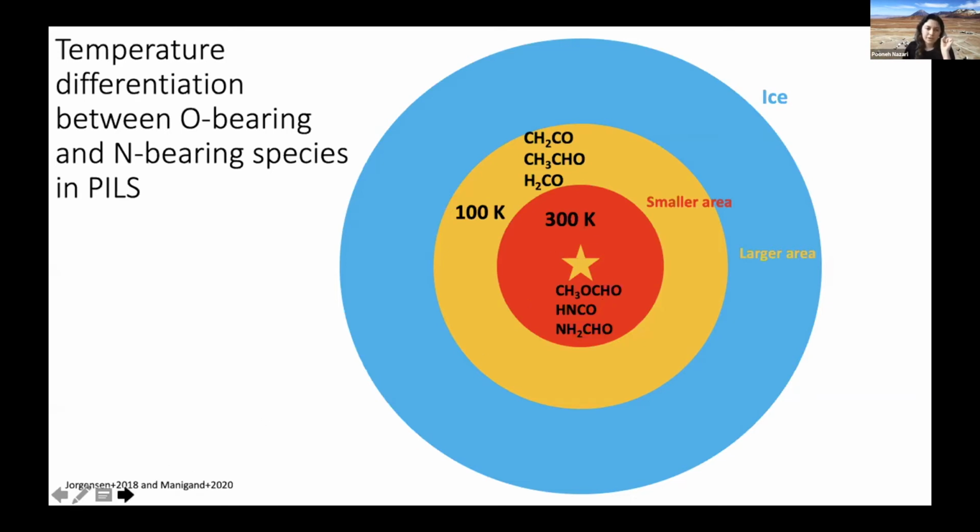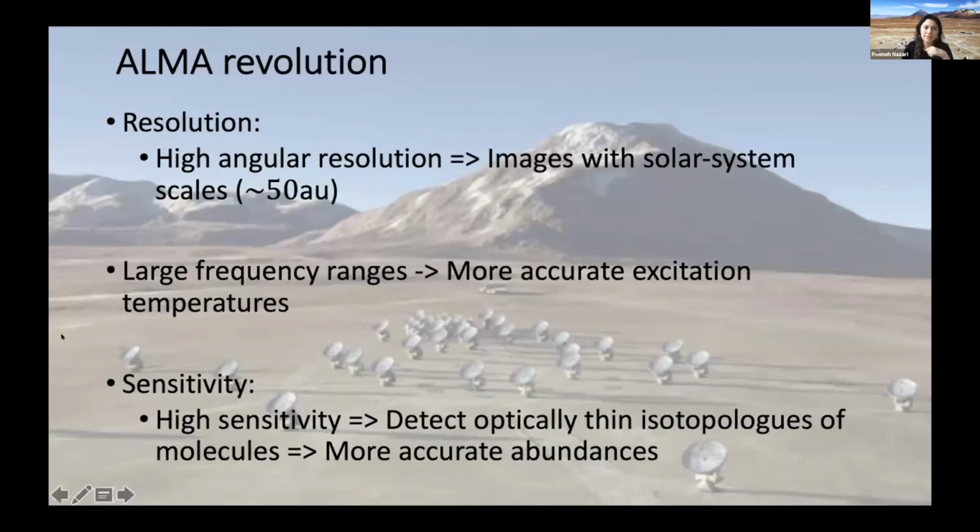So I really want to emphasize that this has only become available to us because of ALMA. ALMA has this really high resolution that we can look at these sources on solar system scales. And also we can look at them in large frequency ranges, therefore giving us more accurate excitation temperatures. And it has a very high sensitivity, so we can look at the optically thin isotopologues of molecules, which can give us a lot of information about the original molecule that is usually optically thick.